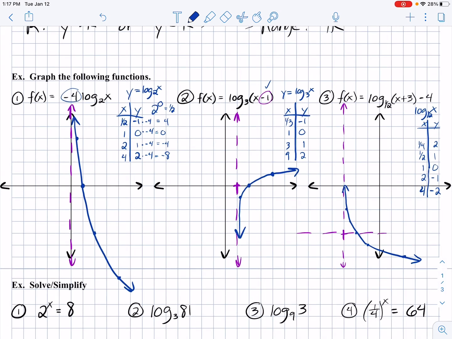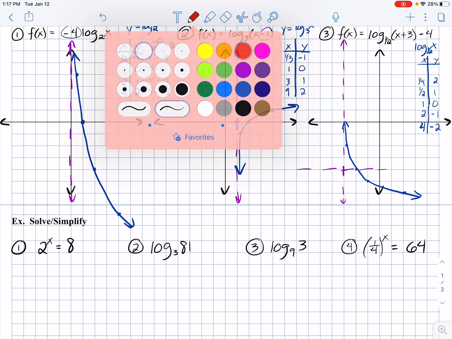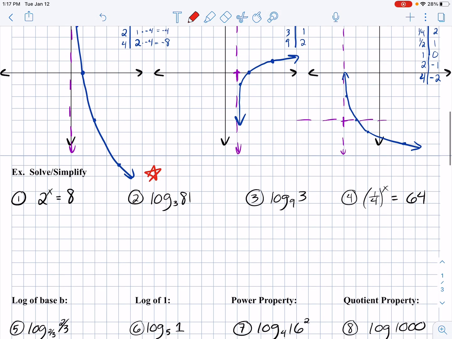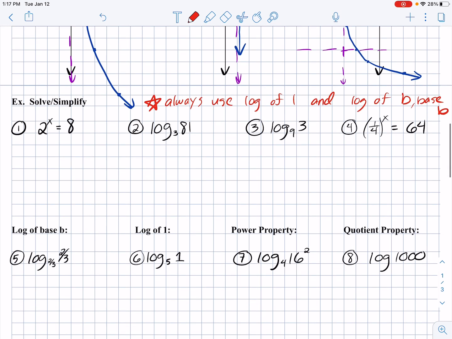Okay, these are difficult. We haven't tried these before yet. Something you might want to make note of on here, you're going to see why when we talk about these log expressions down below: you always want to use the log of 1, because the log of 1 and log of b base b. Okay, we're going to talk about y in a sec. You'll see these right down here. Log of b base b and log of 1.